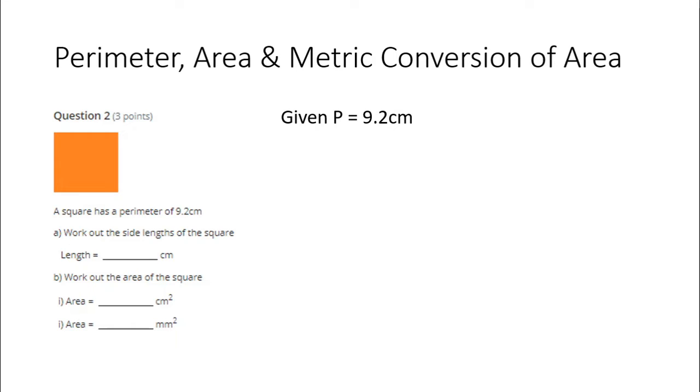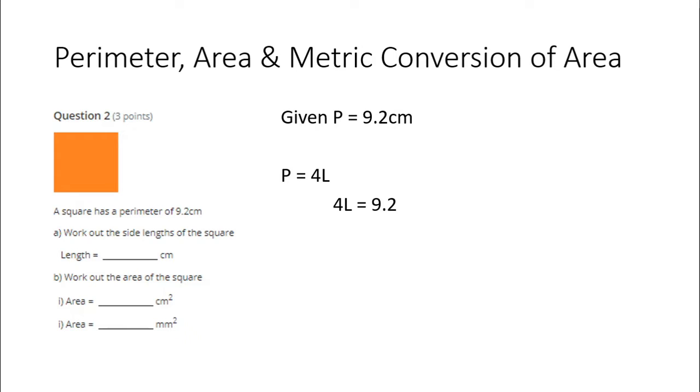So we'll start by writing the formula, which relates to the given information. The formula for the perimeter is 4 times the length, because of course this is a square. The length, the width, and the width, they are all the same. They're all lengths. So 4 lengths must be equal to 9.2, the given answer for the perimeter.